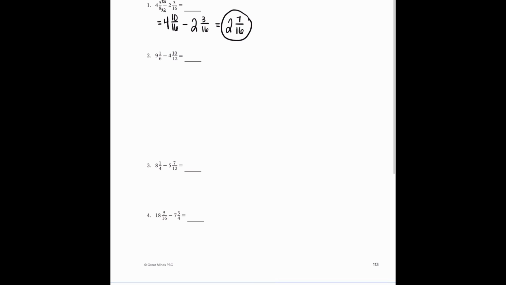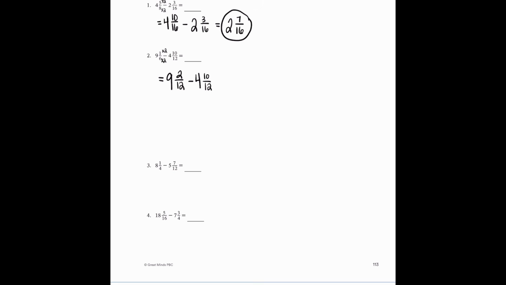Now number 2, I'm going to start the same way. I'm going to look at my least common denominator. So I have a denominator of 6 and 12. I hope that we're comfortable enough to know that we should probably make it 12ths, okay? So I'm going to make this 9, and because I need to do 6 times 2 to get to 12, I'm going to do the same to the top, minus 4 and 10/12, okay?